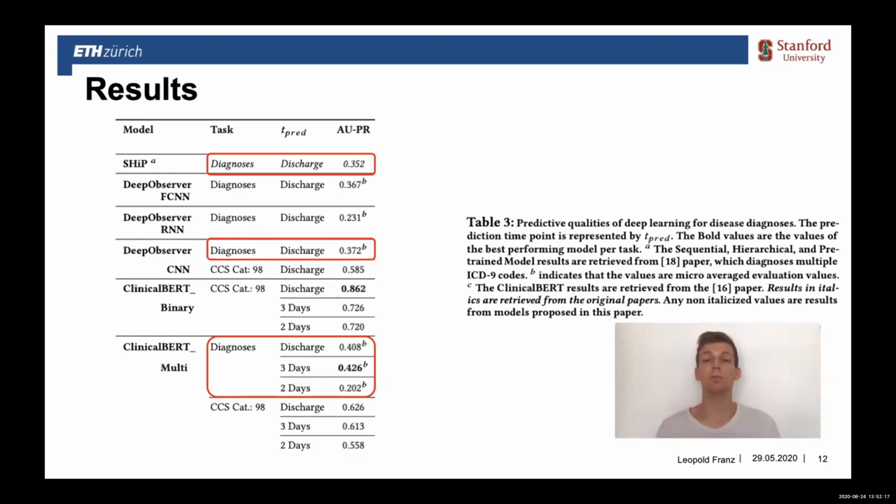But what we can see from our models is that the clinical bird multi-model that predicts the CCS categories simultaneously using the doctor reports from the first 3 days performs best. This can maybe be explained by there being more reports and more information from the first 3 days compared to only looking at the discharge summaries when looking at the discharge task. That's only looking at one report instead of all the reports from the first 3 days.